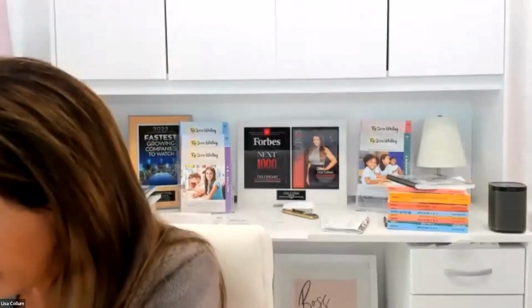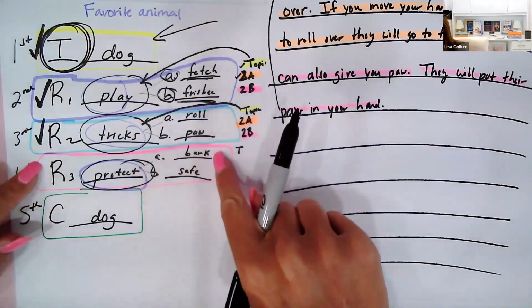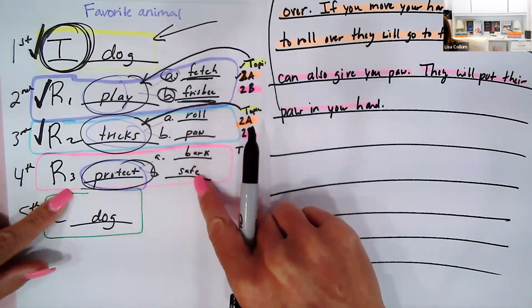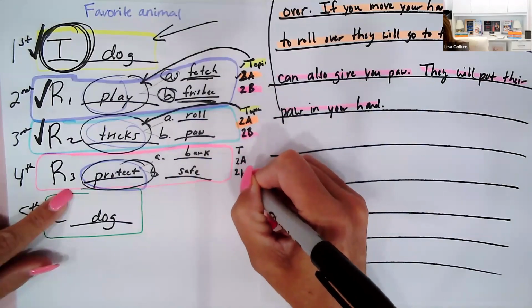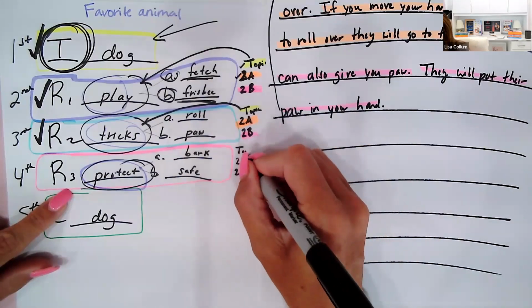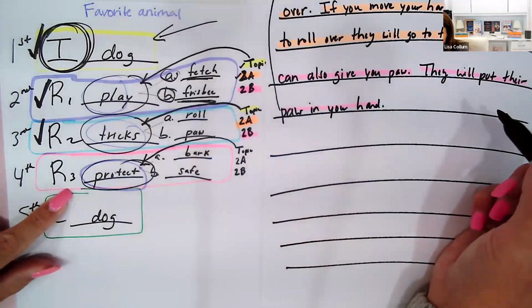All right, let's unplug it and plug it one more time. Okay, you're writing this paragraph that's in pink, the R3 about dogs protecting and how they can bark and keep you safe. You have to write T, 2A, 2B. Remember, your T sentence is your topic. T stands for topic. And you're writing this about how they protect you.